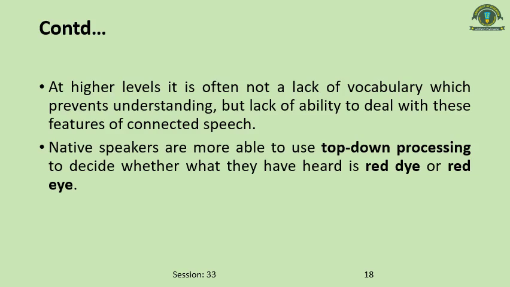So remember, native speakers are more able to use top-down processing. They use top-down processing to decide whether what they have heard is red die or red eye. That is called top-down processing. If two native English speakers are speaking, both of them know. If one is saying red eye, the other also understands it as red eye. The listener is not understanding this phrase as red dye.